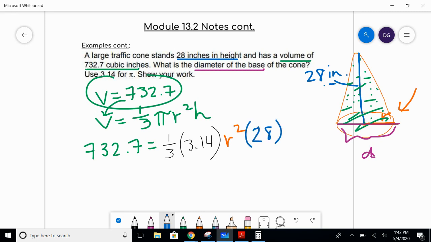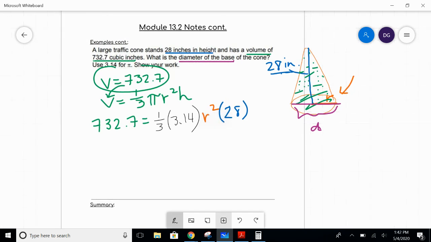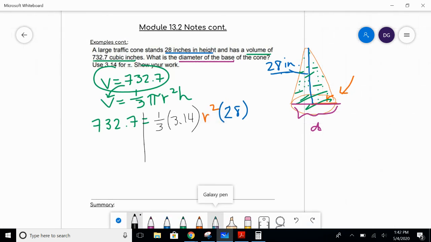My height, they said, was 28 inches. So from here, what we're going to do is simplify where we can. Let's look at the left side of the equation. We are going to keep that 732.7. We're not going to do anything to that yet. Then on the right side, let's combine all of the numbers that we can.